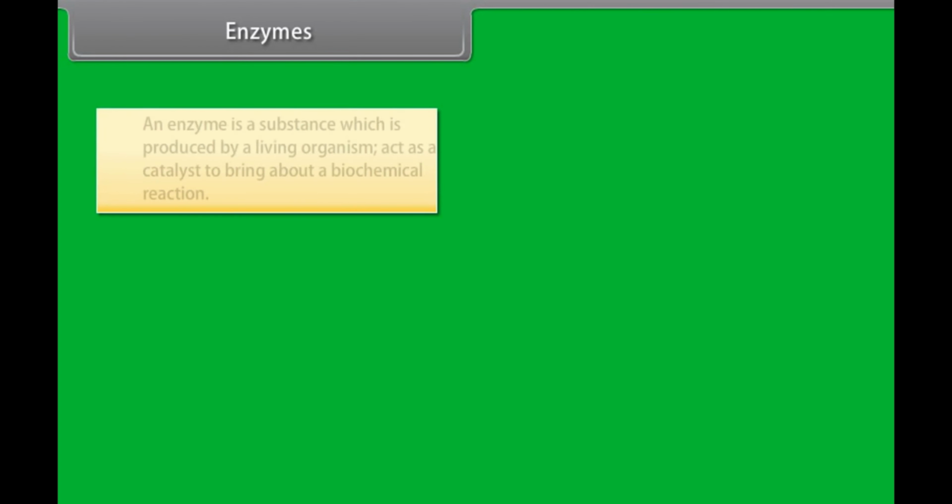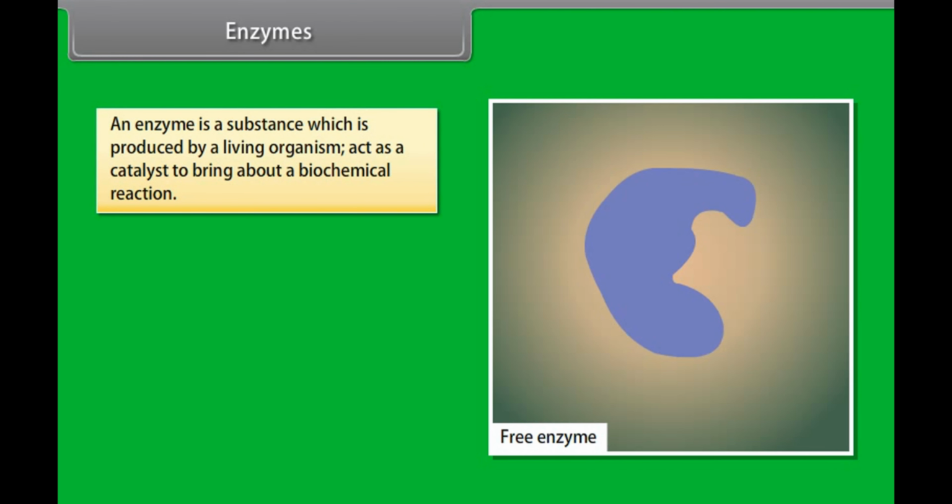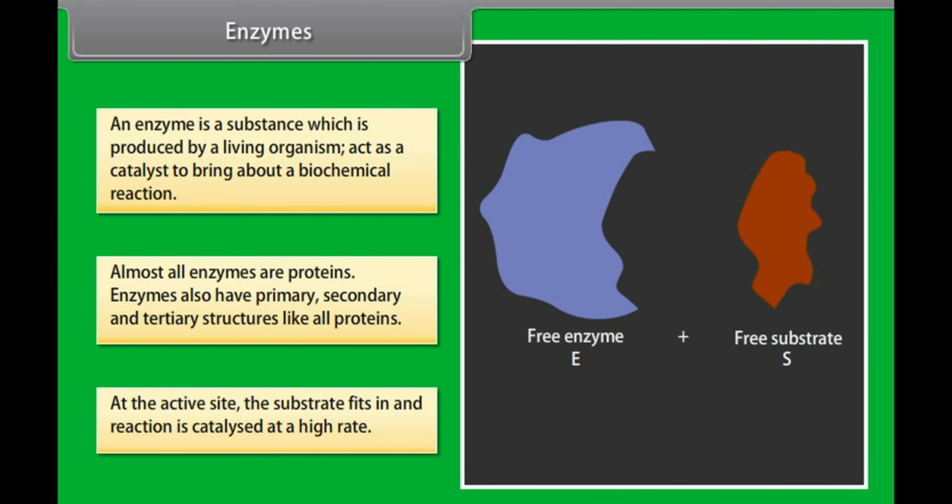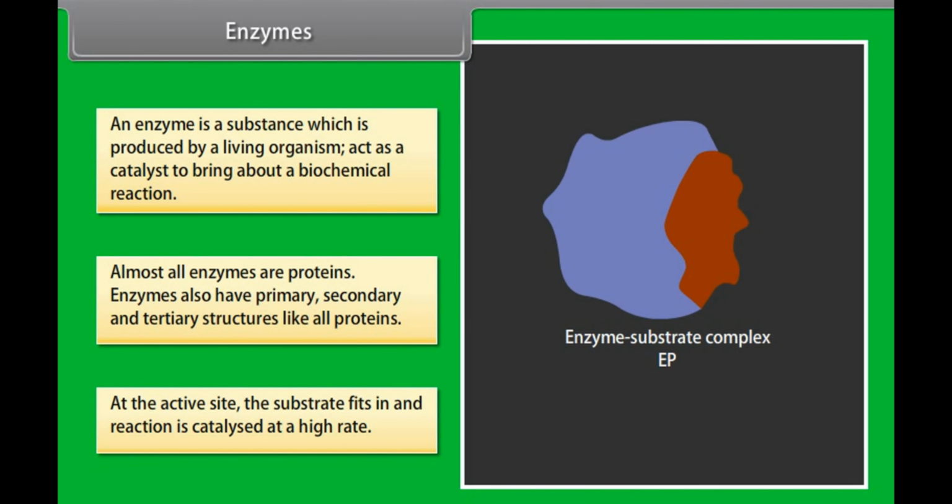Enzymes. An enzyme is a substance which is produced by a living organism and acts as a catalyst to bring about a biochemical reaction. Almost all enzymes are proteins. Enzymes also have primary, secondary, and tertiary structures like all proteins. At the active site, the substrate fits in and the reaction is catalyzed at a high rate. Chemical reactions.